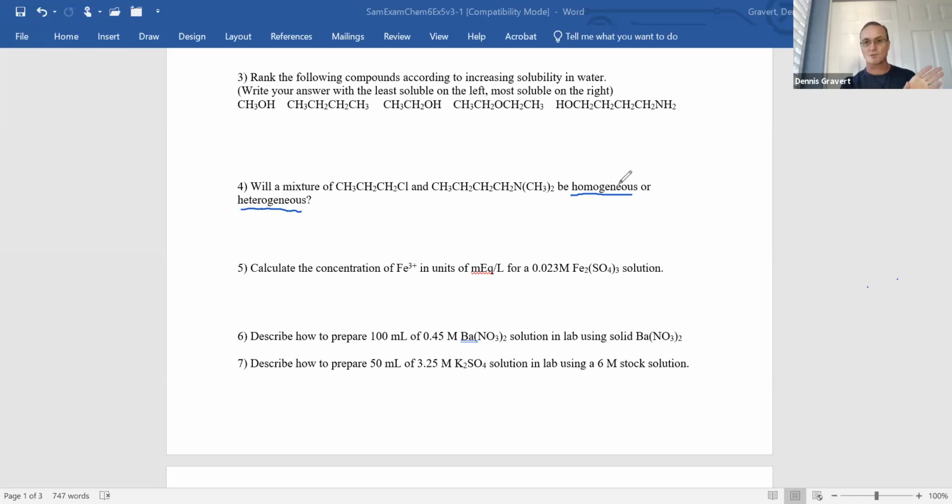Homogeneous, everything's identical throughout. If you have two compounds here and you want to know if they mix, or is it like oil sitting on water? Oil and water is heterogeneous, but if the molecules mix together, then it's homogeneous. So how do we know? The answer is like dissolves like. If the compounds have similar intermolecular forces, IMF, then we predict they should dissolve in each other.